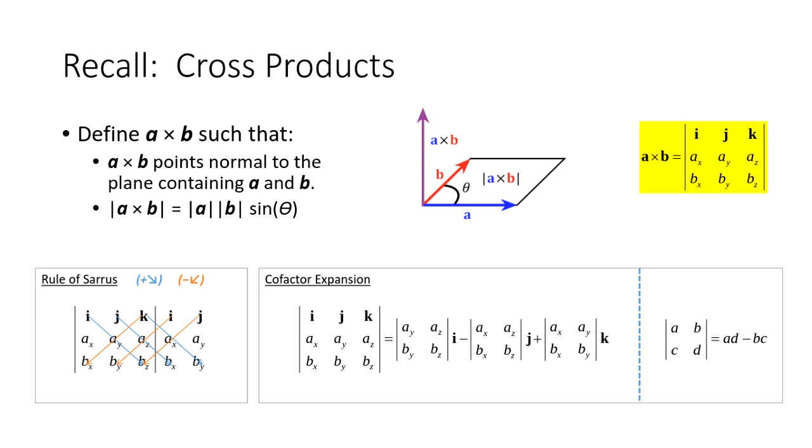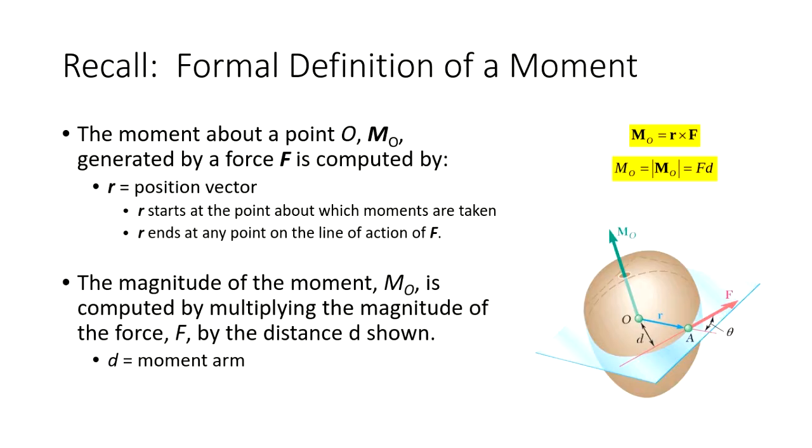Where do cross products come into play in statics? Well, the formal definition of a moment is r cross F. So if we have a point out in space, and we have a force that is not going through that point, then it generates what we call a moment about that point. Generally that moment is defined as force times distance, and from a vector perspective, we define that as r cross F.